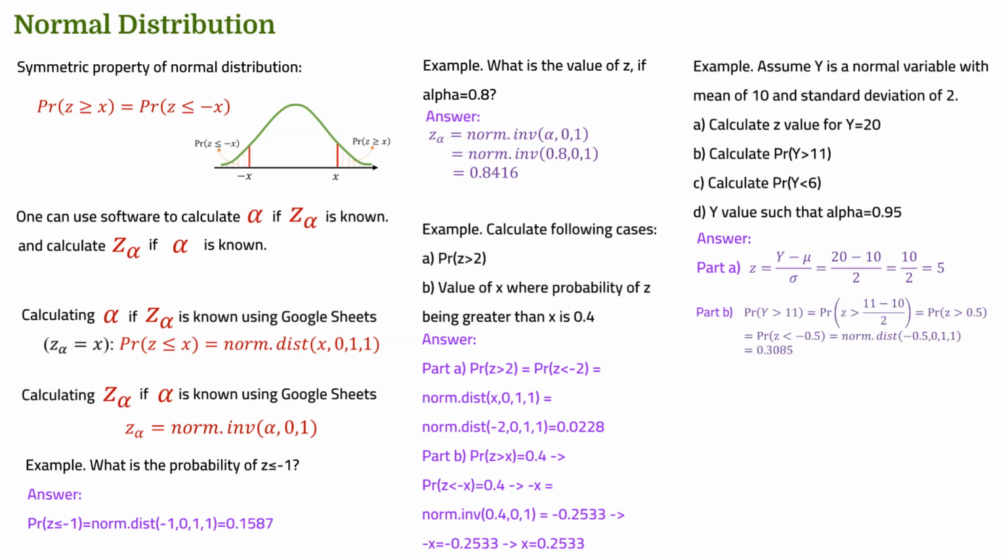Part B, probability of Y greater than 11 is equal to probability of standard normal greater than 11 minus 10 divided by 2, which is probability of Z greater than 0.5. Based on the symmetric property, this is probability of Z less than minus 0.5. If you use norm.dist(minus 0.5, 0, 1, 1) in Google Sheets, it will return 0.3085.